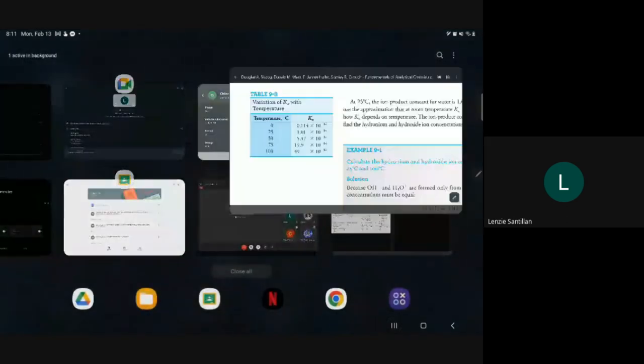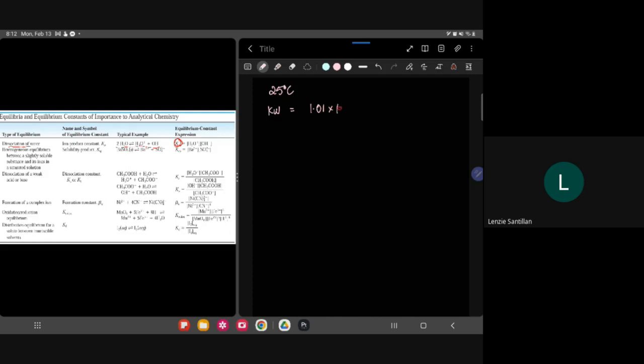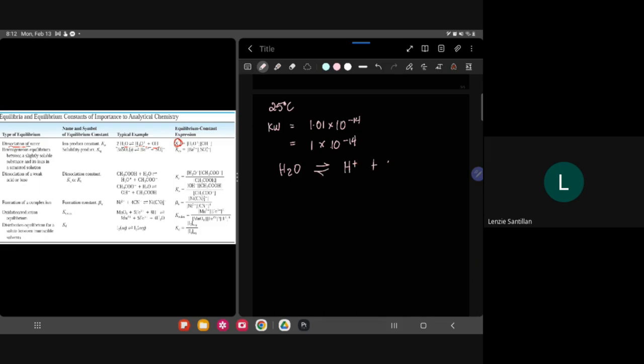Just remember the 25. Of course, you need to remember the whole table, which will be included in the exam. That 25, guys, room temperature, is the standard we use nowadays. At 25 degrees Celsius, it is 1.01 times 10 raised to negative 14. Other times it is mentioned simply as 1 times 10 raised to negative 14. Our H2O, if we autoprotolyze it, will give us H plus and OH minus.